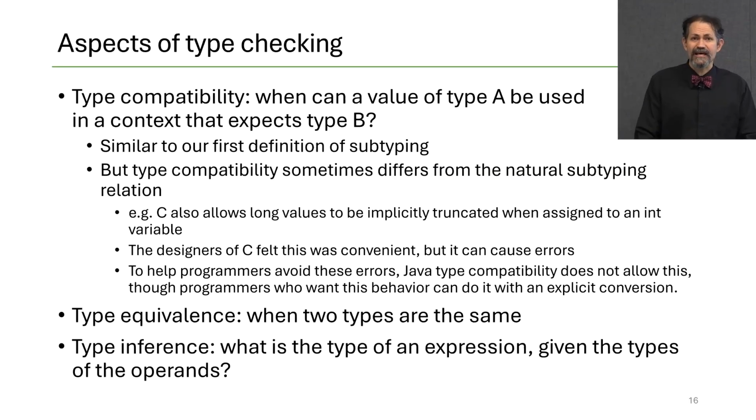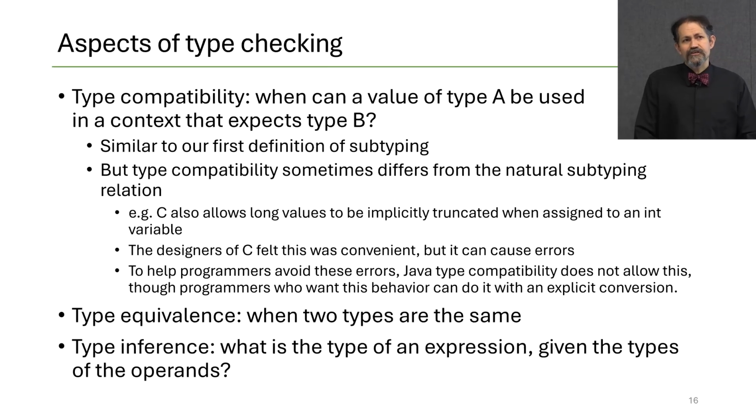Let's consider some of the key aspects of type checking. The first aspect is type compatibility. When can a value of type A be used in a context that expects some other type B? This is very similar to our first definition of subtyping and subsumption.